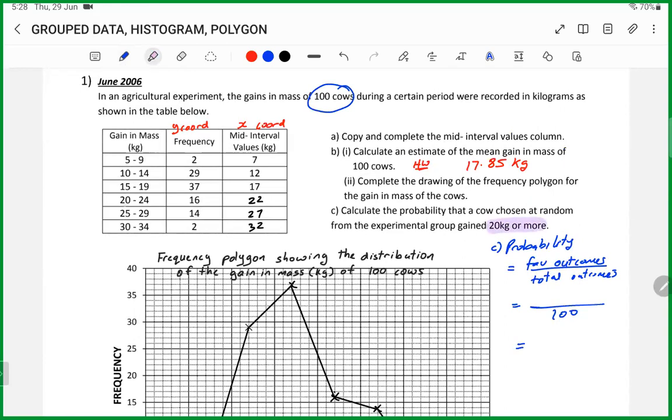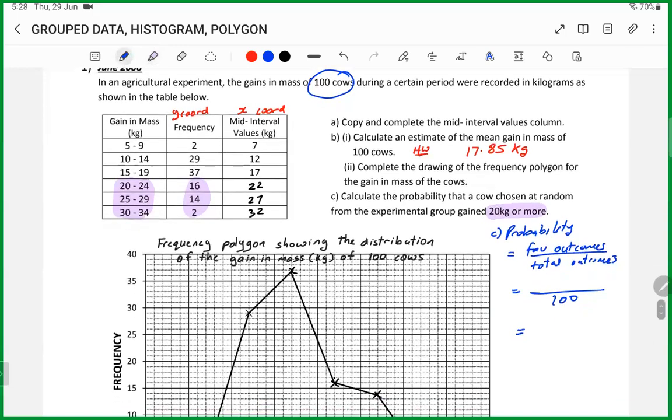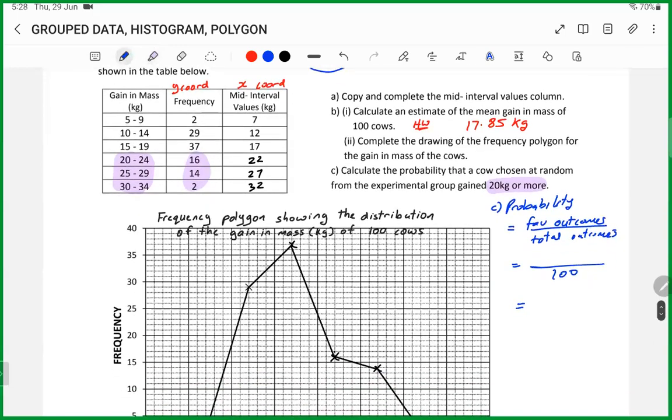So let's see, 20 to 24, 25 to 29, and 30 to 34. That would be 20 kilograms or more. So how many would that be? That would be 16 plus 14 plus 2. Okay. 16 plus 14 plus 2, that's 30. Plus 2 is 32. 32 over 100. Okay, that's the probability.